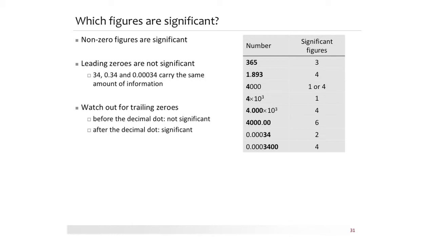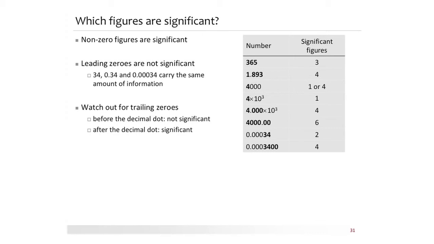Leading zeros are not significant. The numbers 34, 0.34, and 0.00034 carry basically the same amount of information. The information here is 3, 4, and an order of magnitude, which would be 2, 0, and minus 3, or something like this. So the amount of information is exactly the same. They all have two significant figures, as you can see here.